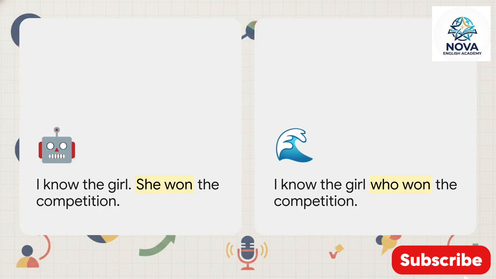Think about the difference between these two thoughts. You could say, I know the girl. She won the competition. It works, right? But it's a bit choppy. Now hear this. I know the girl who won the competition. Boom! By just tossing in a simple relative pronoun, in this case, who, we smoothly connect those independent ideas into one flowing, sophisticated thought. It's a total game changer for how you sound.